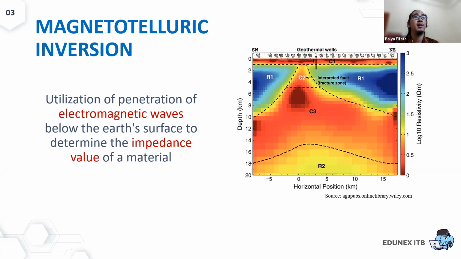And here's an example of magnetotelluric inversion. This is an example of a 2D magnetotelluric inversion, where we have the horizontal position, and here is the place where we shoot the frequency, the electromagnetic waves. From here we go down, and when there are different kinds of resistivity, different kinds of Earth layers, it will reflect another frequency that we will catch. From that reflected frequency, we will determine the impedance of the material under the Earth.